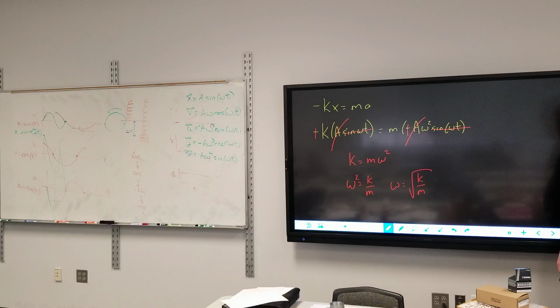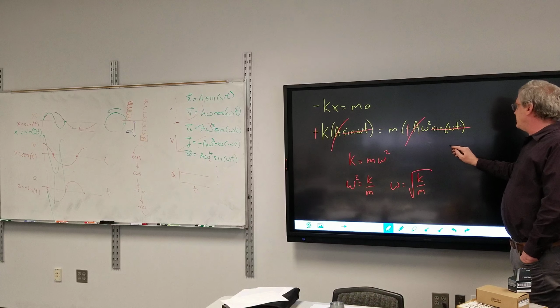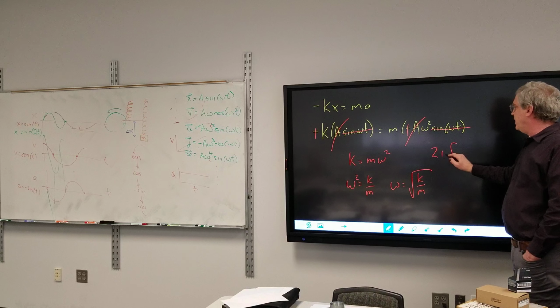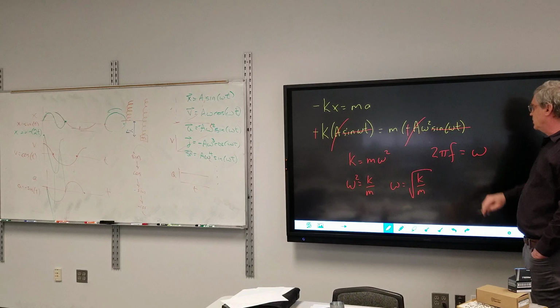Frequency is the number of oscillations per second. So in one oscillation, or just think about one cycle in the circle, how many radians are there? 2 pi. So if I take my frequency, the number of oscillations per second, and I multiply by 2 pi, I get the number of radians per second, which is angular frequency.